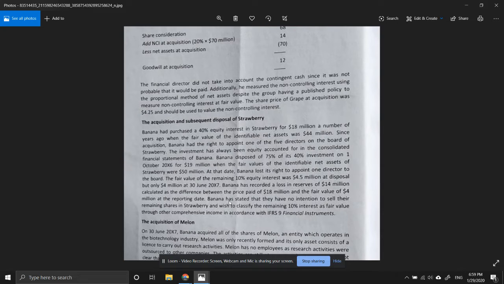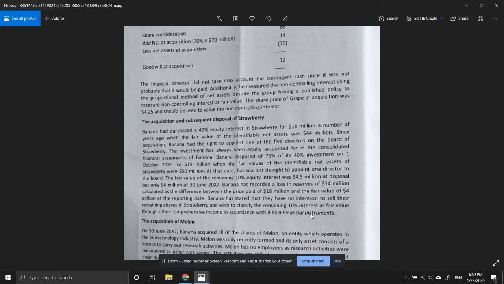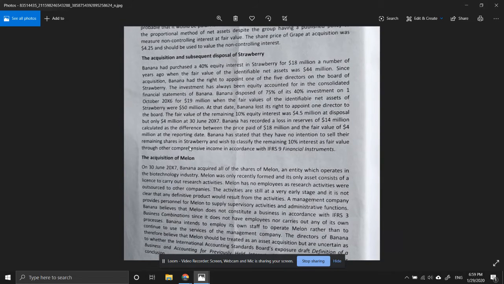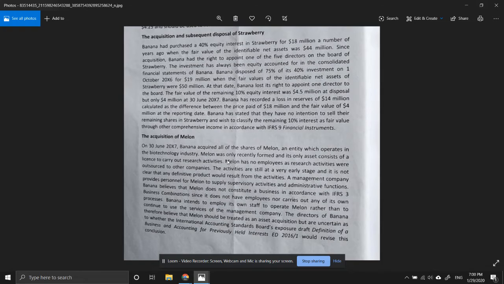Let's see. Banana has stated that they have no intention to sell their remaining shares in Strawberry and wish to classify the remaining 10% as fair value through OCI in accordance with IFRS 9. Okay, so it says clearly fair value through OCI, IFRS 9 makes it easy. We don't have to basically make assumptions and then answer it, and that's always good.